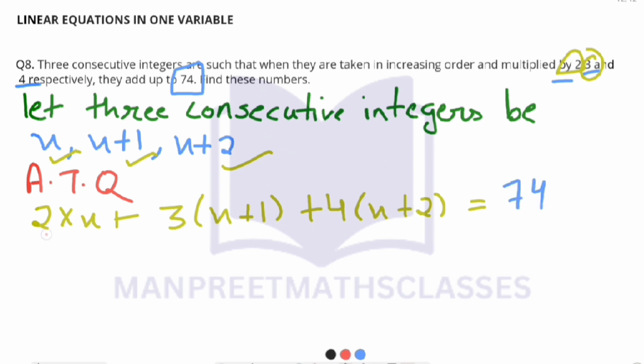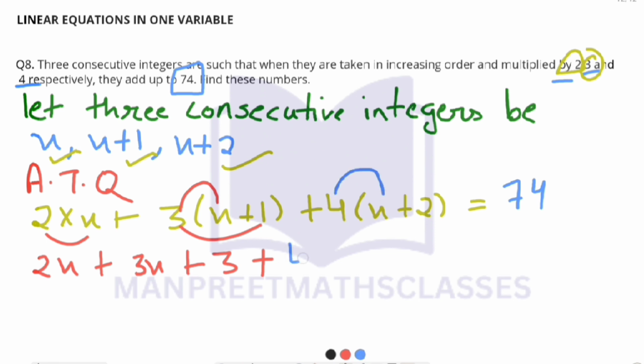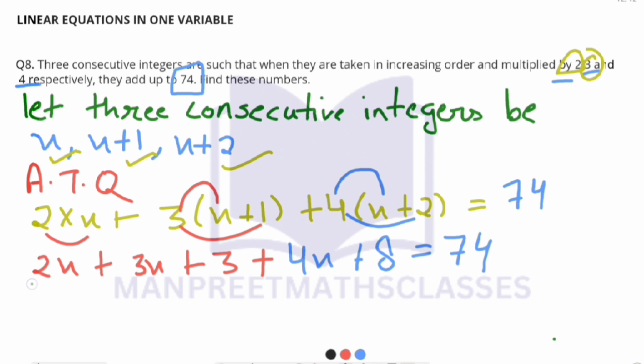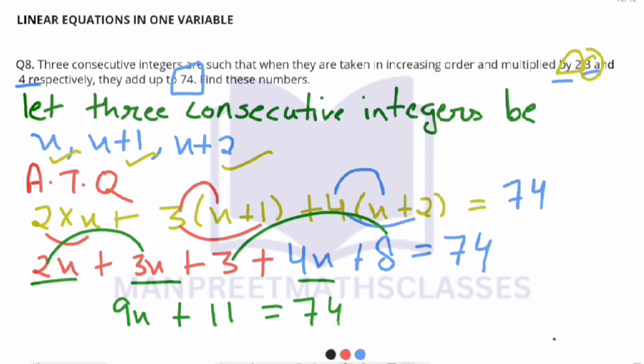So let's multiply them. 2x plus 3x plus जब ब्रैकेट ओपन होगा तो दोनों से मल्टीप्लाई होगी, 3 1 is 3 plus 4x plus 4 2 is 8 is equals to 74. Now we'll add integers together and constant together. So 2x, 3x and 4x इन तीनों को ऐड करेंगे. 2 plus 3 5 plus 4 9. So 9x plus 8 plus 3 11 is equals to 74.